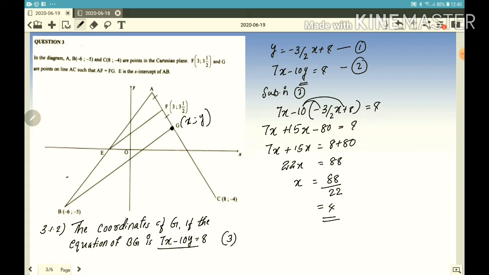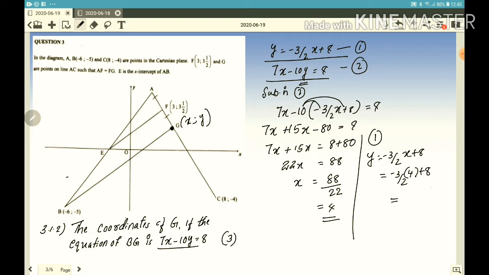Now we have to find the y value. Take the x value, substitute in any one of these equations where x and y both are there. I'm selecting equation number 1. That is y is equal to minus 3 by 2 x plus 8. That is minus 3 by 2 times 4 plus 8. Minus 6 plus 8. So 2 is the answer. You see that one. So G's x value is 4, then y value is 2. So we are done. Here the mark allocation is 1 mark for the x value, 1 mark for the y value, then 1 mark for this method, solving simultaneously.